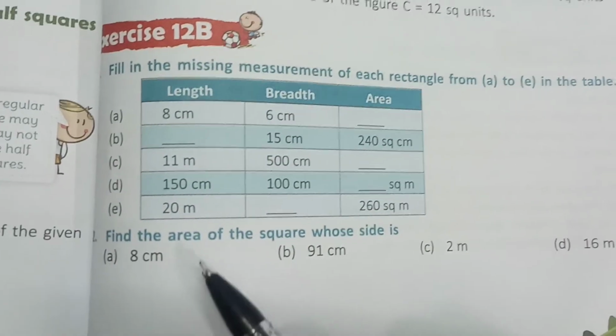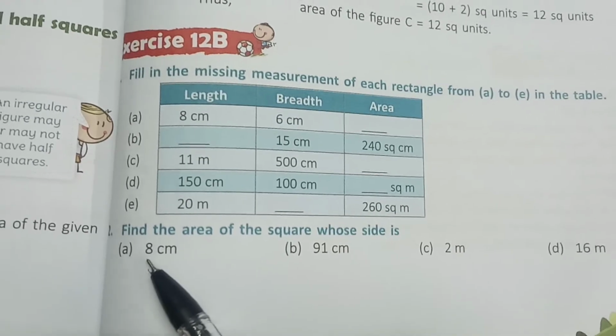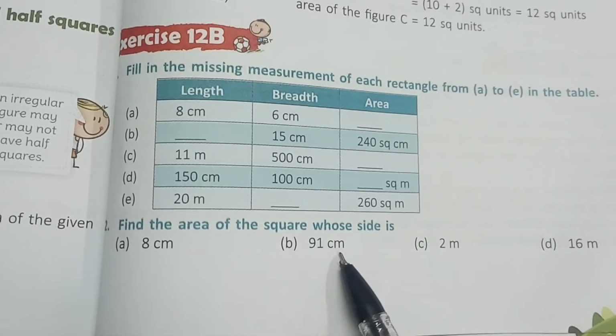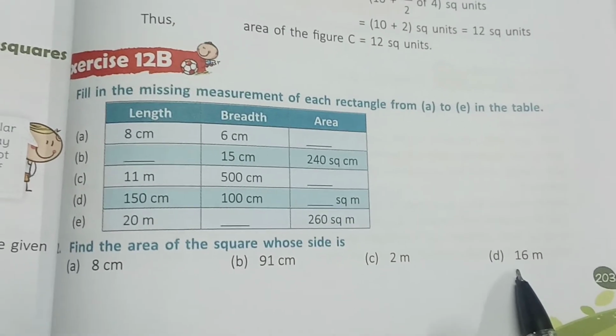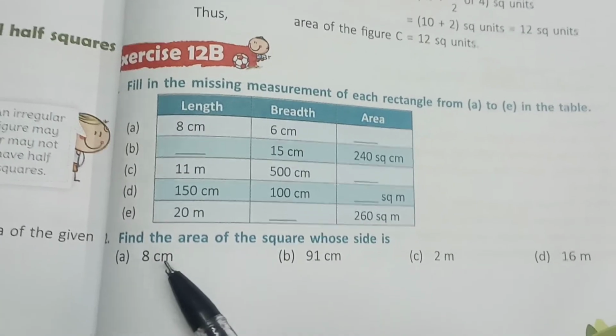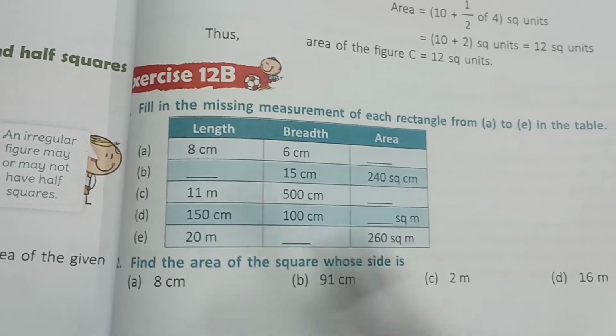Now moving to question number 2. Find the area of the square whose side is given 8 centimeter, 91 centimeter, 2 meter and 16 meter. So children, let's solve the first question. So find the area of a square whose side is 8 centimeter.